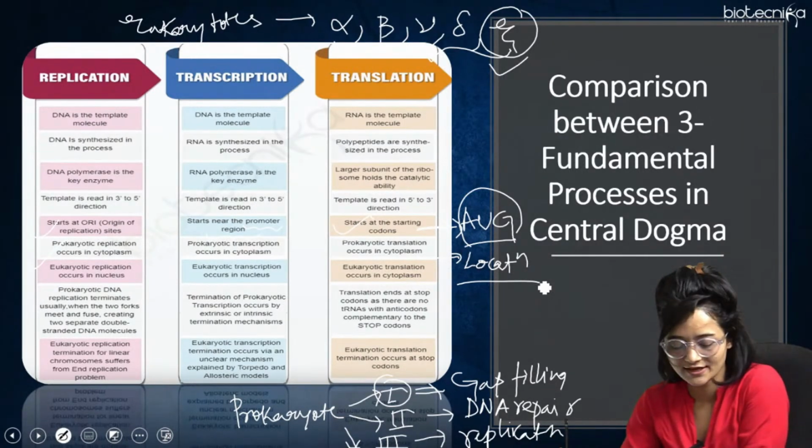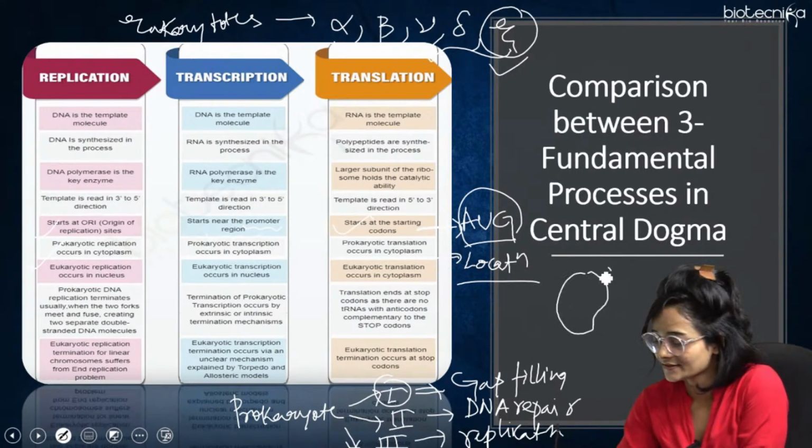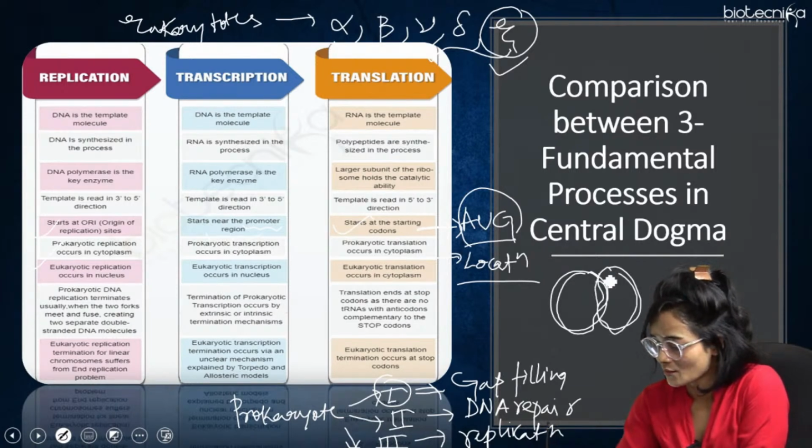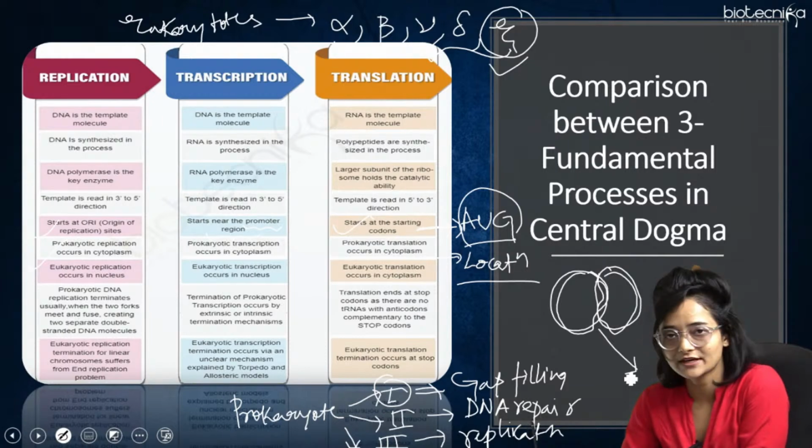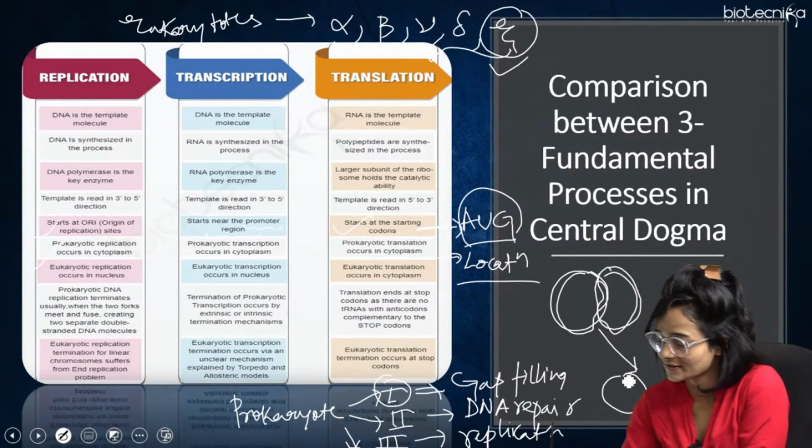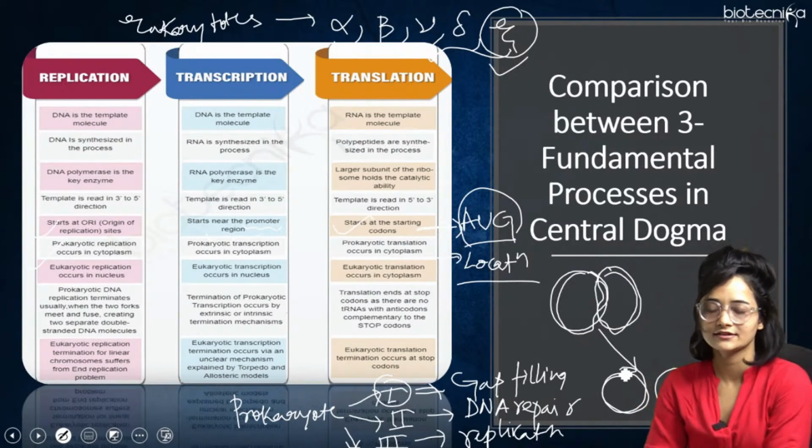So what happens in case of prokaryotes? There is a catenated DNA being formed, and when the replication terminates, these catenated DNAs separate from each other and produce two different DNA molecules, right?